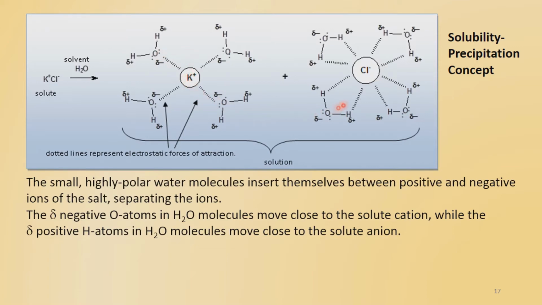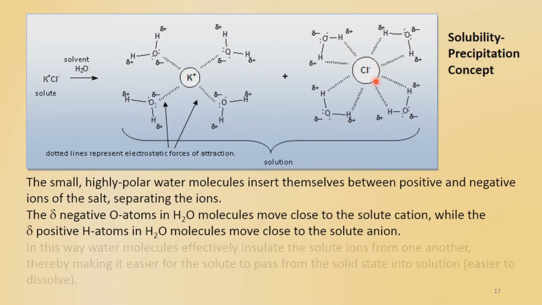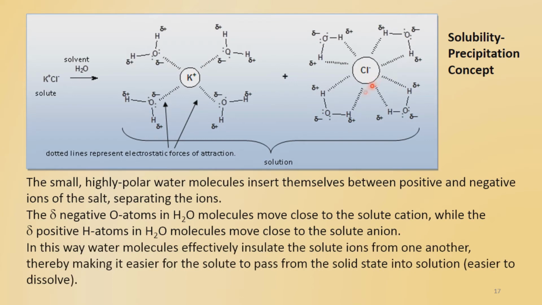At the same time, the slightly positive or partially positive hydrogen atoms of the water molecule surround and move close to the anion, in this case chloride. In this way, water molecules effectively insulate the solute ions from each other, thereby making it easier for the solute to pass from the solid state into solution, that is, easier to dissolve.